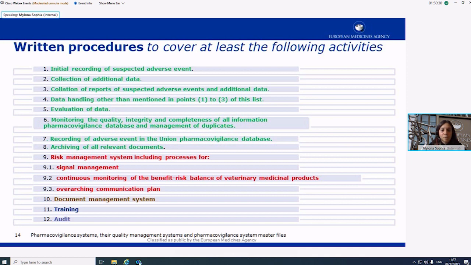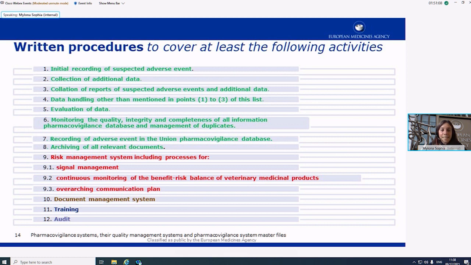Yes, the written procedures. This is also not new. You had a list of activities to be covered by written procedures already in Volume 9B, and this doesn't change here. Of course, how you title and group them is up to you, and you have flexibility on that. This is following the Commission implementing regulation, and a similar list is given as an example in the guidance, but you can change the titles or how you organize this according to your organization.